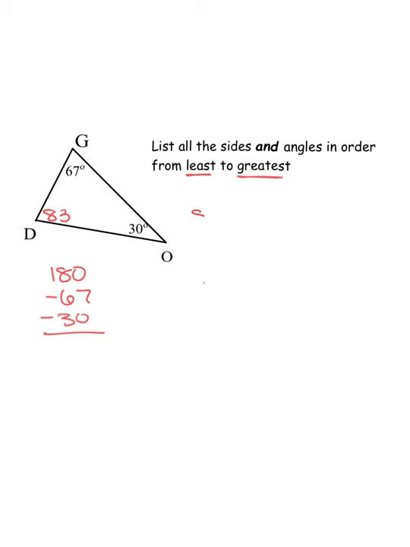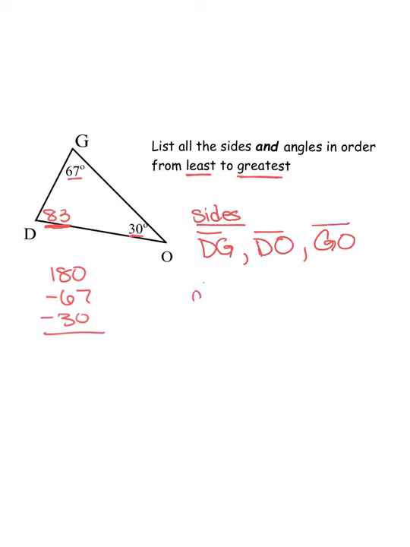So we'll start with the sides. The smallest side is opposite the smallest angle. So find the smallest angle, go across. So DG is the smallest side. Now find the next smallest angle. Go across. DO is the next smallest side. And then since angle D is the largest, GO, or OG, is the longest side.